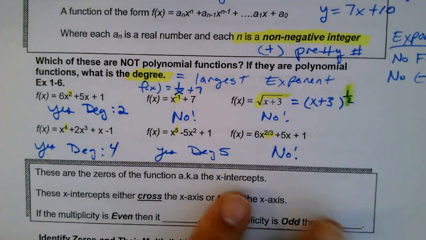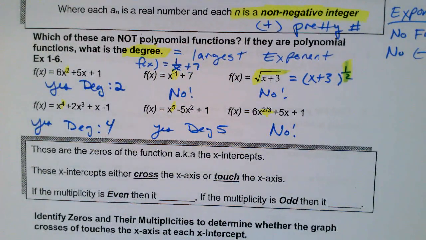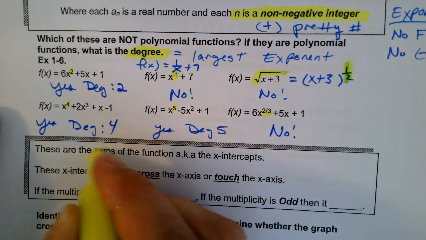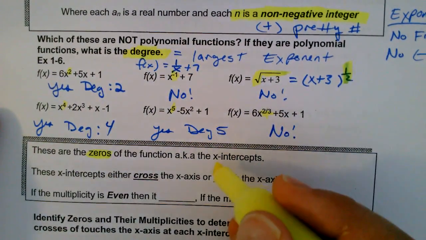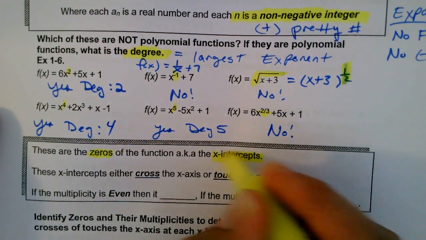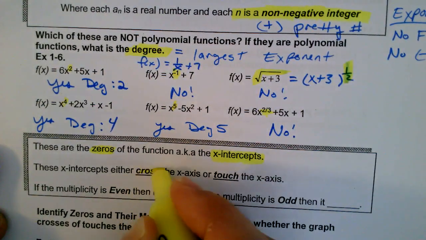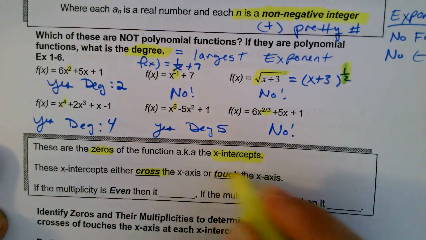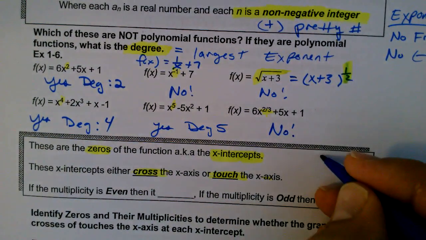Goal number 2, next we got to identify the zeros of a polynomial and its multiplicity. Okay, now when I talk about zeros, we've talked about this before. When I talk about zeros of a polynomial function, I'm talking about their x-intercepts. So understand that x-intercepts and zeros is the same thing, okay? Now these things are either going to cross the x-axis or touch the x-axis, okay? So it's nice to kind of have a visual here.